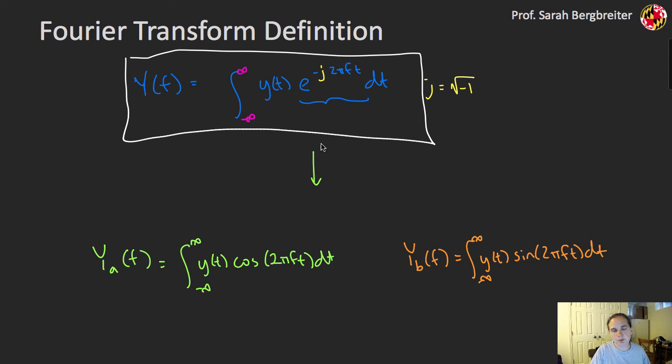And finally, it's important to note that this is a continuous function of frequency, right? If I want to find my coefficient at f is 2.5713 hertz, I just plug f equals 2.5713 hertz into this complex exponential and compute everything, right? So I can pick any f along here. It's a continuous function of frequency.